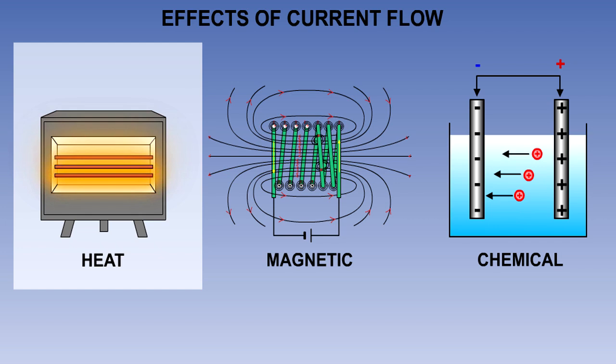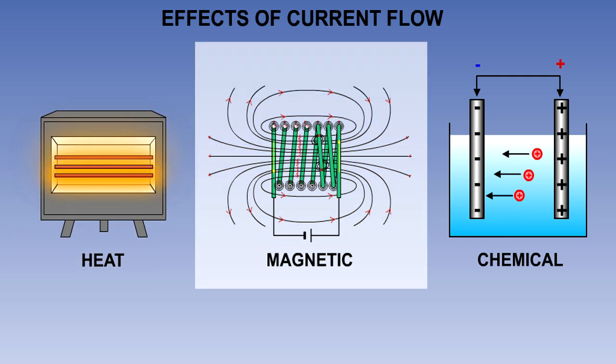When current flows through a conductor, it always causes an increase in temperature in the conductor. This effect is put to use in such things as electric heaters and incandescent light bulbs. A magnetic field is always produced around the conductor when a current flows through it. This effect is used in motors, generators, and transformers, and is fully discussed in the lesson on electromagnetism.